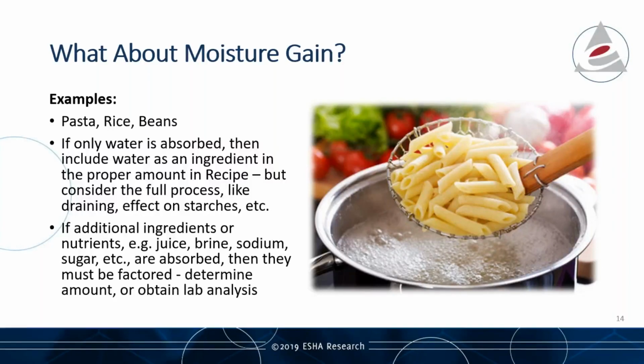If water is the only ingredient absorbed, then we would just add the appropriate amount of water as an ingredient in our recipe. However, if ingredients like juice or brine are absorbed, you need to consider nutrients that might increase, like sodium or sugar or other nutrients. Or if you drain an ingredient like pasta and some of the starches are drained off as well, you may need to determine if this has an effect on your ending nutritional content. You just want to take the appropriate measurements or analysis steps that you would need to account for those.